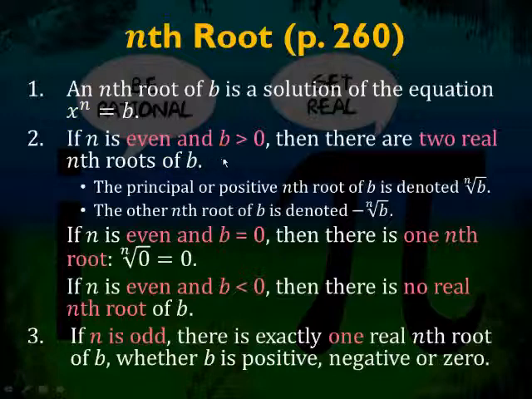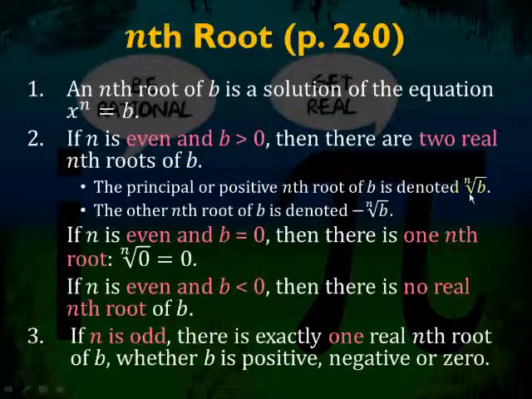If n is even and b is greater than 0, then there are two real nth roots of b. For example, let's say n is 2, and let's say b is 4. So we'll have x squared equals 4. Then the two real roots of b are 2 and negative 2. If we have x to the 4th equals 16, then you're going to have 2 and negative 2 again, because 2 to the 4th is 16 and negative 2 to the 4th power is also 16.